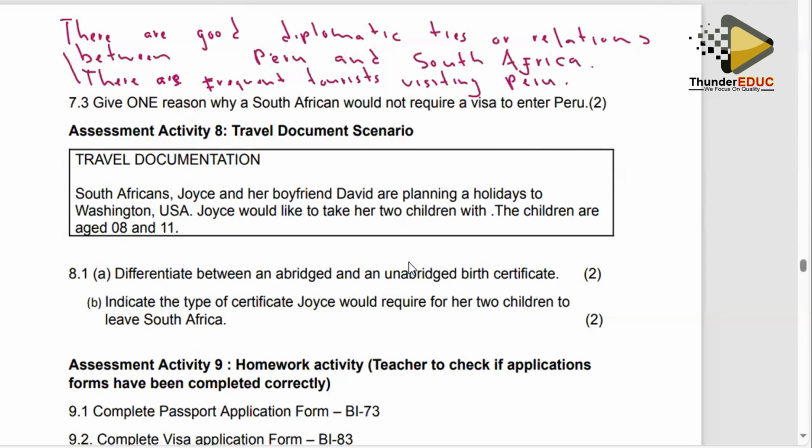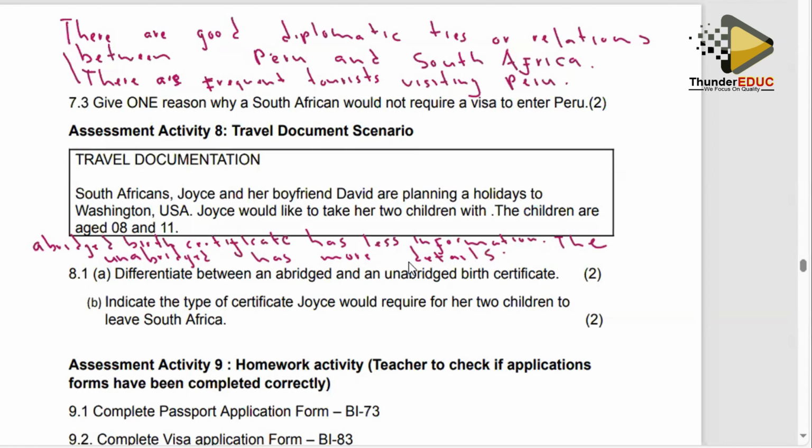So an abridged birth certificate has less information. The unabridged has more details. So that is the difference between the two types of birth certificates.